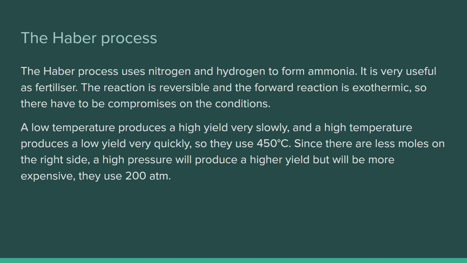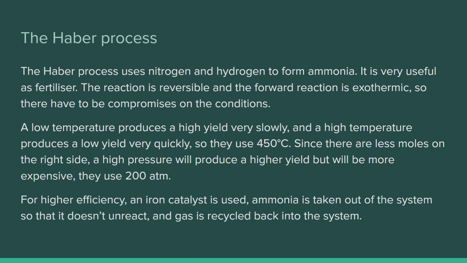Since there are fewer moles on the right side, which is the forward reaction, a high pressure will produce a higher yield, but will be more expensive. So they use 200 atmospheres, not that high pressure. It's really high pressure. You wouldn't survive that. For higher efficiency, they use an iron catalyst to provide a separate route with lower activation energy.